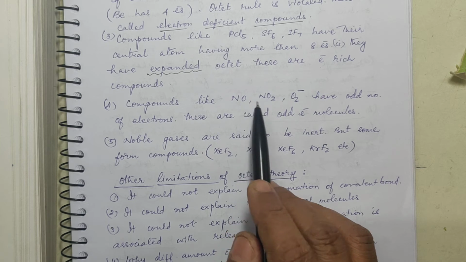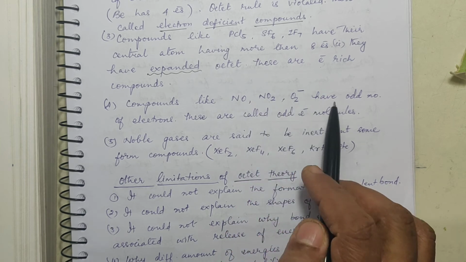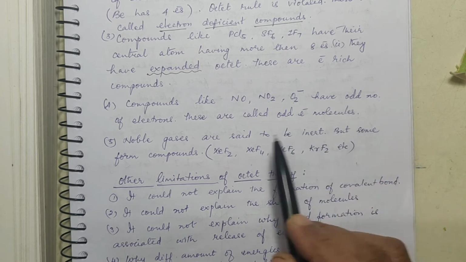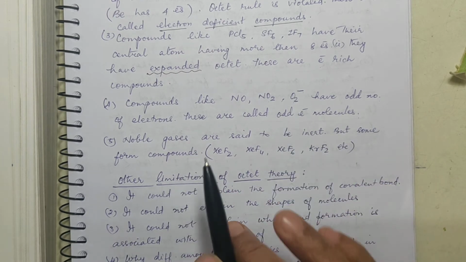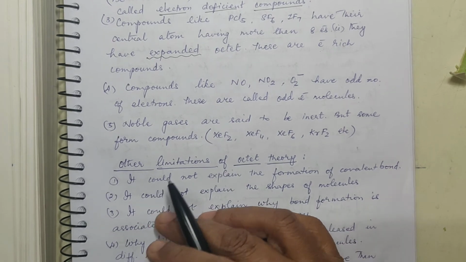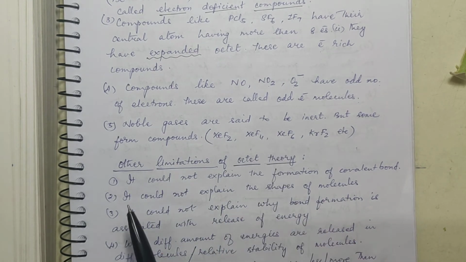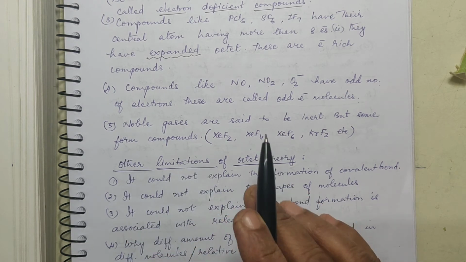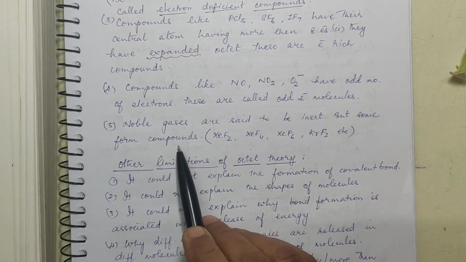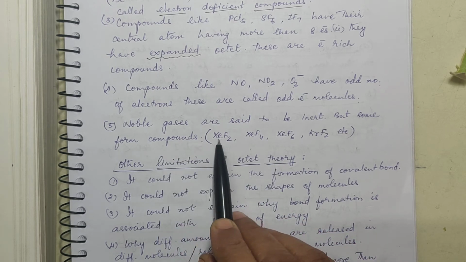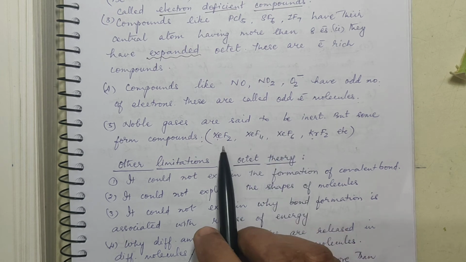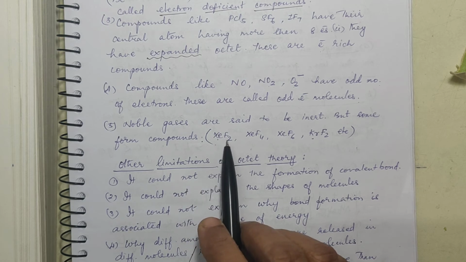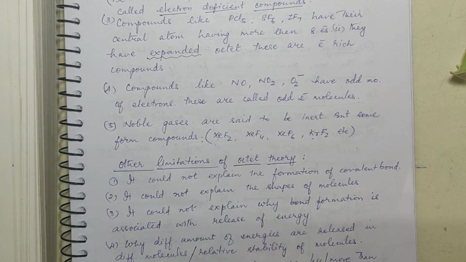Compounds like NO, NO2, O2 minus, they all have odd number of electrons. So they are called odd electron molecules. Again, they are not in accordance with octet electronic configuration. Noble gases are said to be inert, but supposing if they are having octet configuration, then they are not supposed to react. But some of them have been found to form compounds, like in the case of xenon or krypton, they are forming compounds with fluorine. Okay, so that is again violating octet rule.